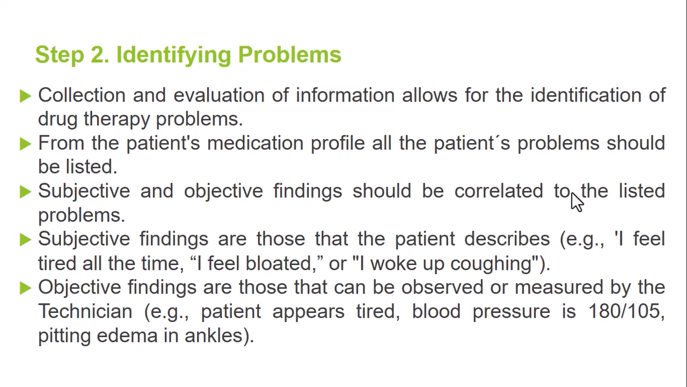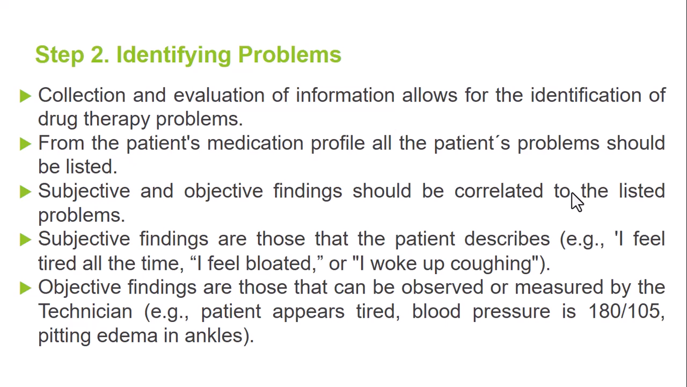So the second step in the process is identifying the problem. Collection and evaluation of the information that we already gathered in step 1 for identification of drug therapy problems, based on the current situation. It can be in the past or in the future, or like you are already doing it at that time. So it allows for identification of drug therapy problems.